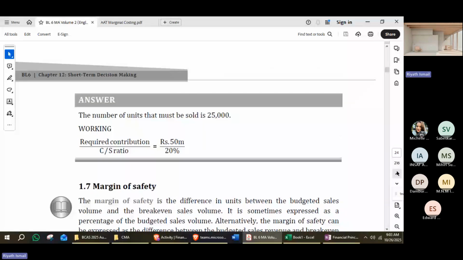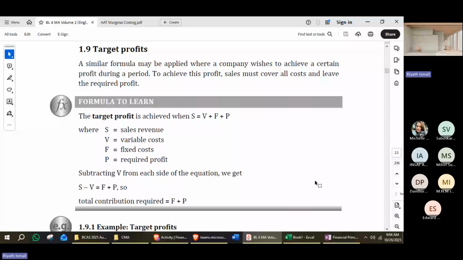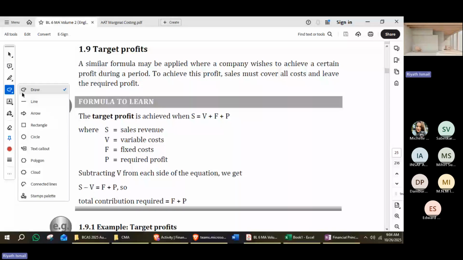These areas we already discussed. Yeah, so we have to start from here. Target profit. In the last class, we talked about break-even point, margin of safety, and now we will discuss how to achieve a certain profit. To achieve a certain profit, how many units should be produced?